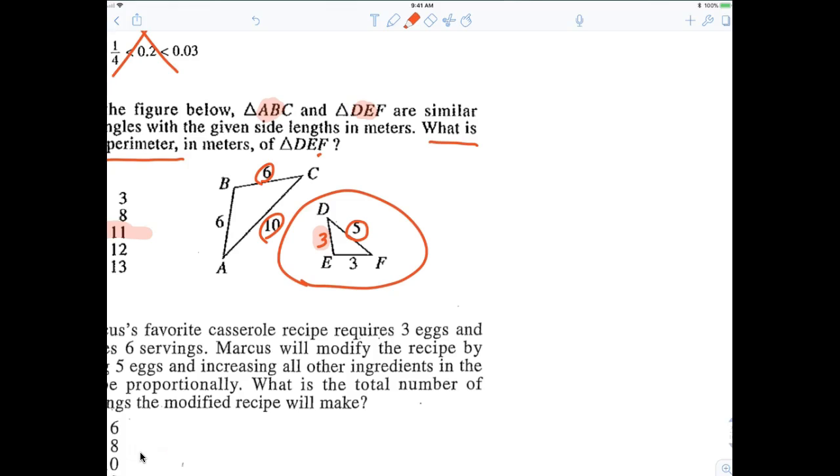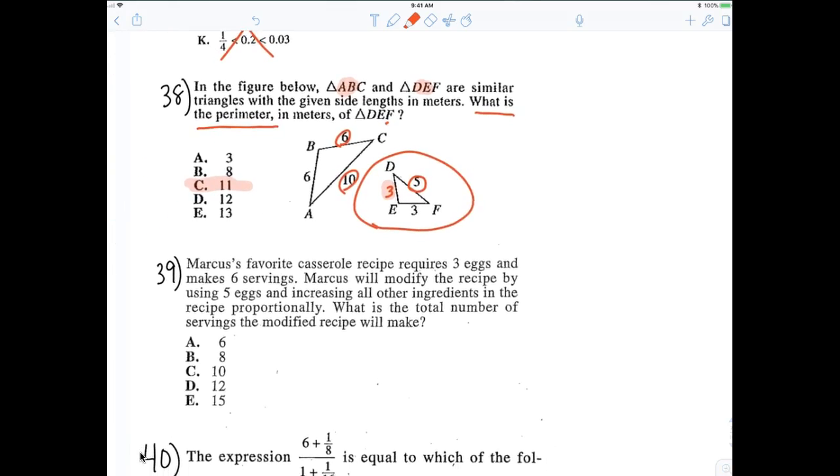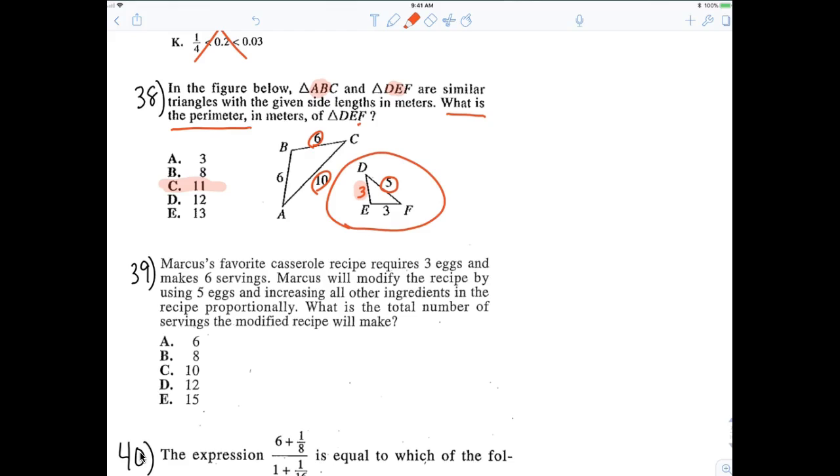Now, these are the important ones. I just have one question, just to clarify how you got the perimeter. What does perimeter mean to do? You add up all the sides. Right. So I added 3 plus 5 plus 3. Oh, okay. So that is 11.